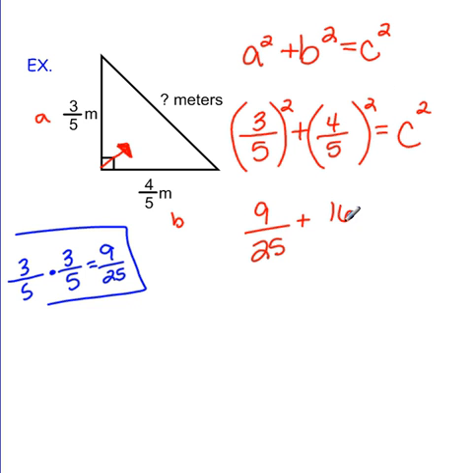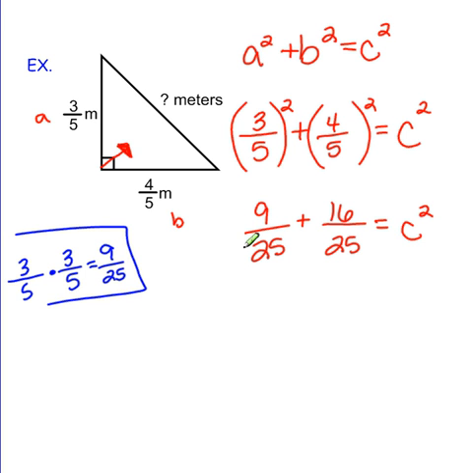We've got 16/25. We're still looking for the hypotenuse. We don't know what it is yet. Now we've got two fractions. Remember, how is the only way that you can add and subtract fractions? You're right, they have to have a common denominator.